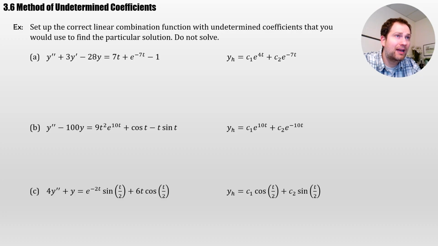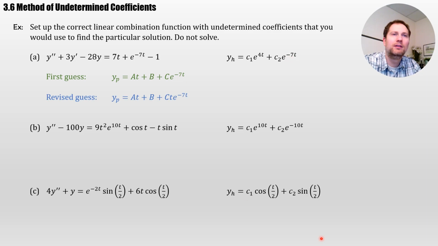So looking at the right side of part A, our first guess would be, okay, well, we need At plus B. The At plus B is me considering the polynomial portions of this, like 7t and this minus 1, right? That kind of takes care of that part. And then we've got e to the negative 7t, so I got another constant for that. Perfect. But wait, that's just a first guess. Let's take a closer look at this and think about the overlaps. We've got e to the negative 7t. That's going to cause a little bit of a problem. So we just need to multiply that by t. Notice that I didn't do anything to the At plus B part.